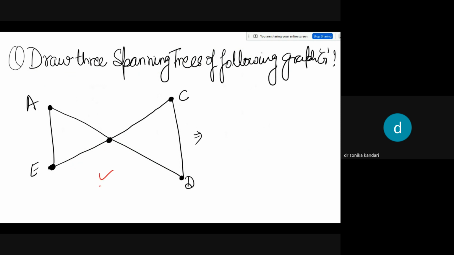Can you draw the spanning tree of this graph visible on your screen? Let us try. We should keep in mind two things. First, the number of vertices should be the same as that of the original graph. And second, there should be no cycle.